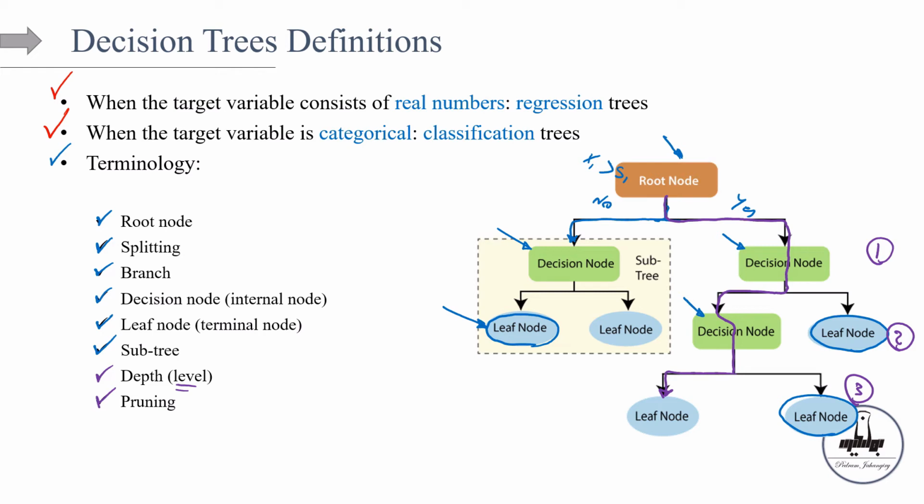Then the final concept is pruning. Pruning basically means removing a subnode from the tree. We're going to remove a subnode of a tree, and if we do that, it's going to remove the leaf as well.